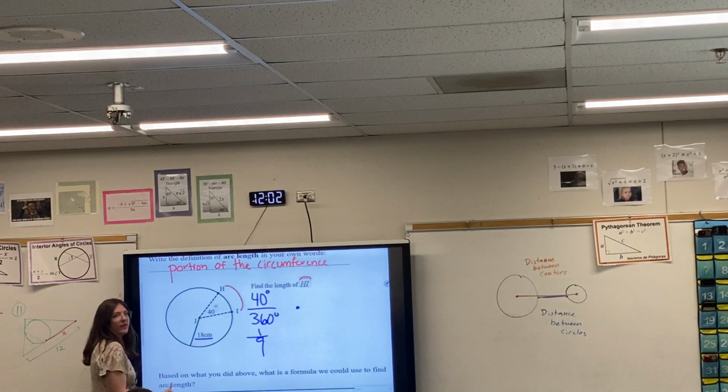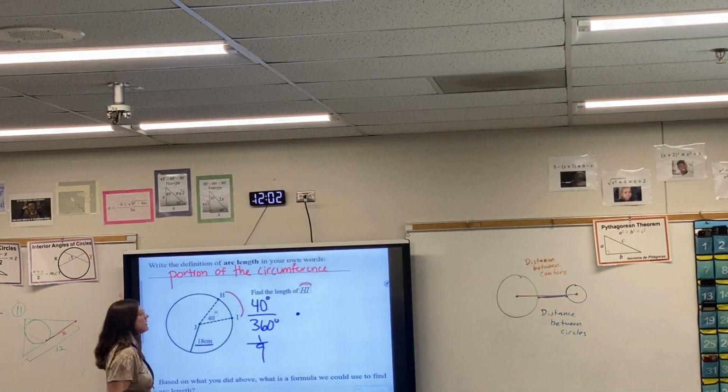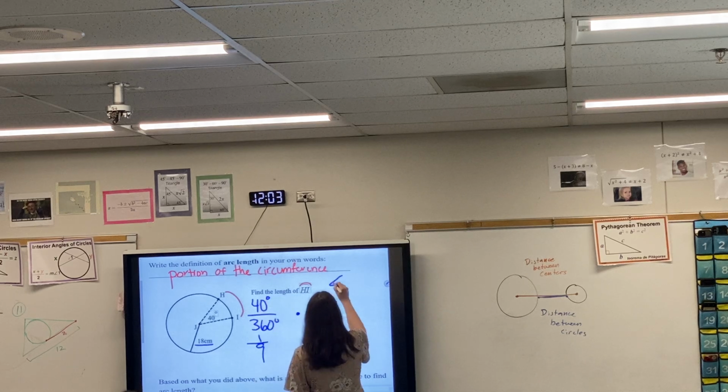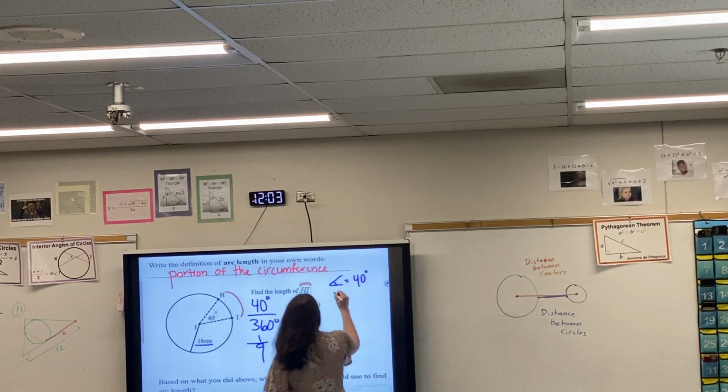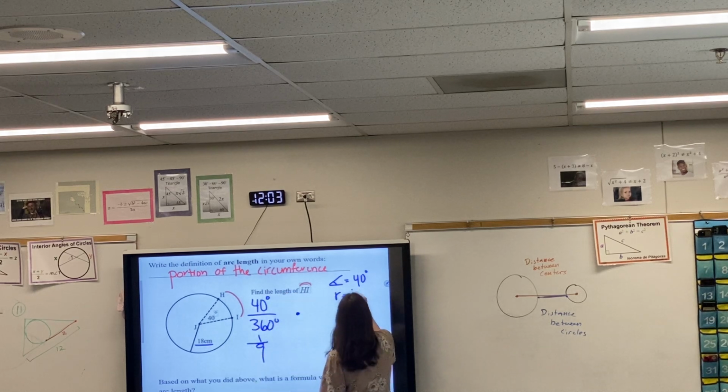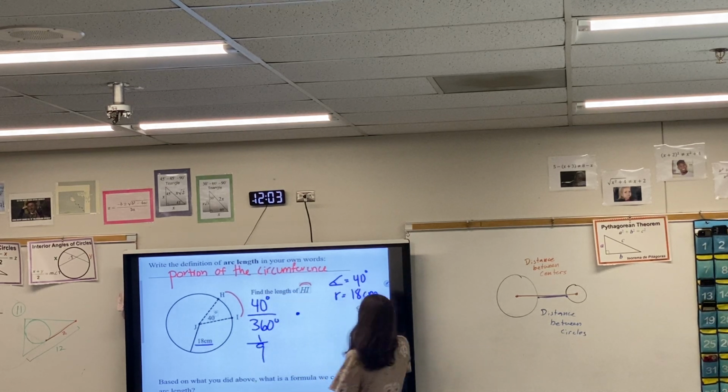And look, they give us the radius. If it helps you, maybe list on the side. Okay, they gave us an angle of 40 degrees. They gave us a radius of 18 centimeters. Notice centimeters, we like that. We want length. We need to pay attention to that.